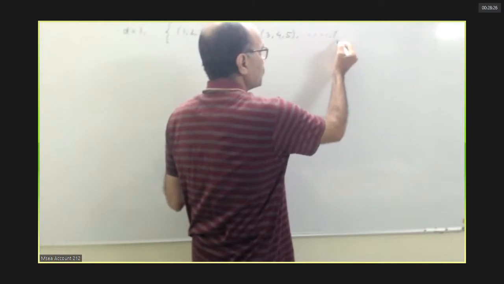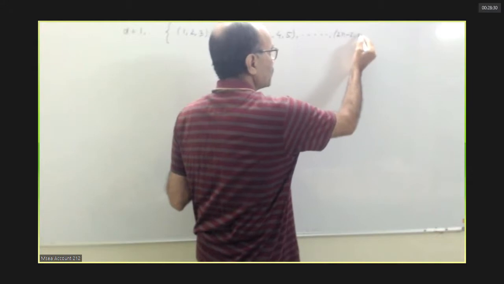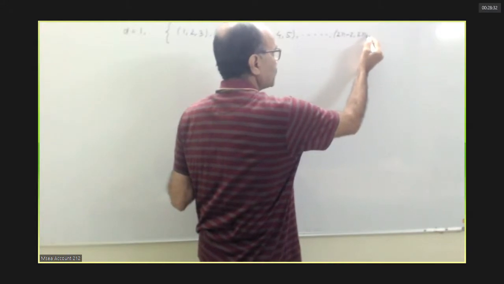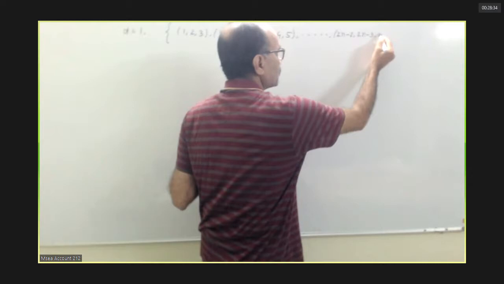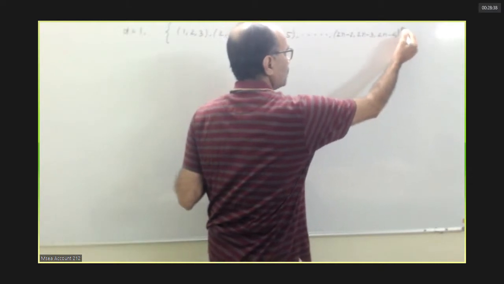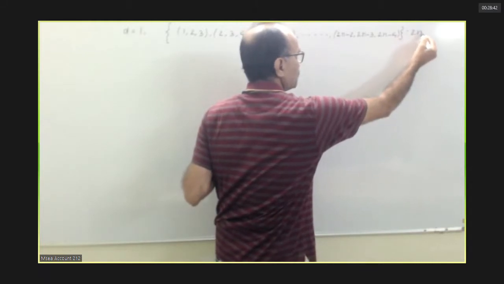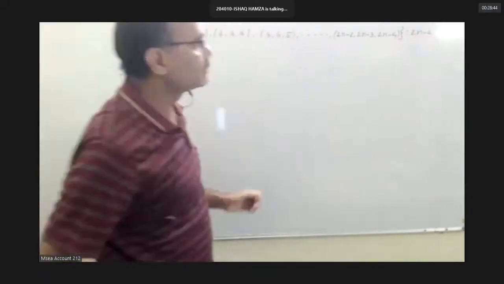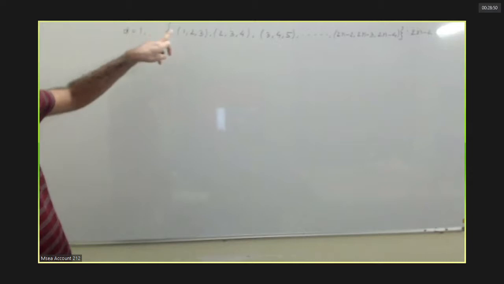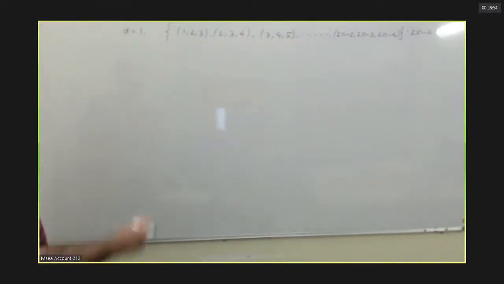This is 2n minus 2, 2n minus 3, 2n minus 4. How many selections are there? 2n minus 2. So with common difference 1, the number of ways we can select 3 tickets is 2n minus 2.